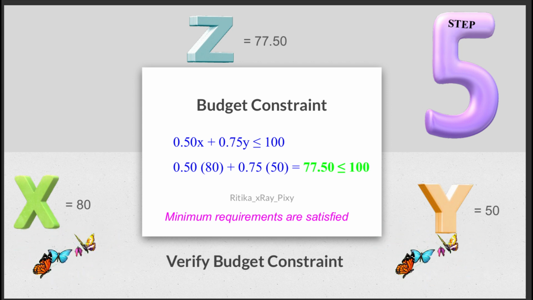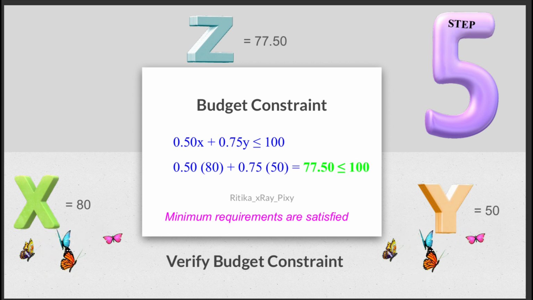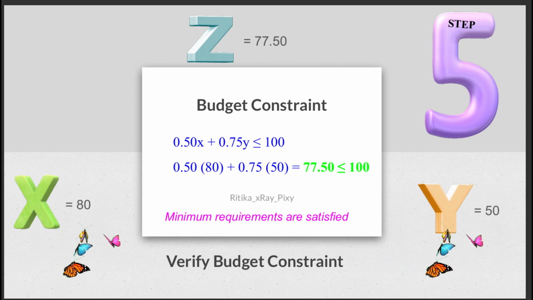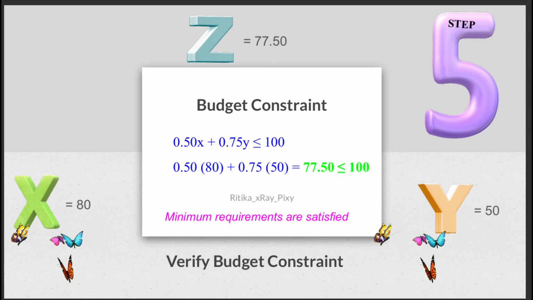So the final result you can see here. The amount of sugar that we will purchase is 50 kilograms. The total cost we got here is $77.50. So this solution ensures that the bakery meets its minimum requirement for flour and sugar while staying within the budget, and it minimizes the total cost of purchasing these ingredients.